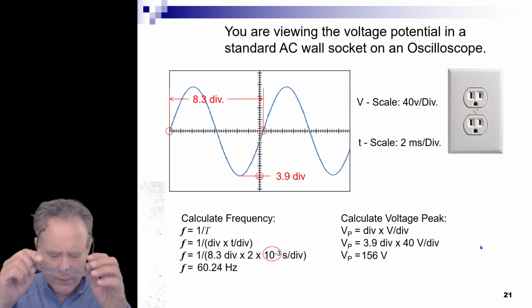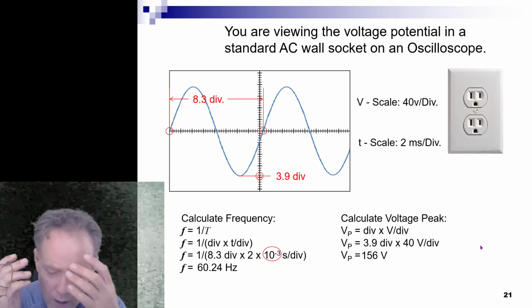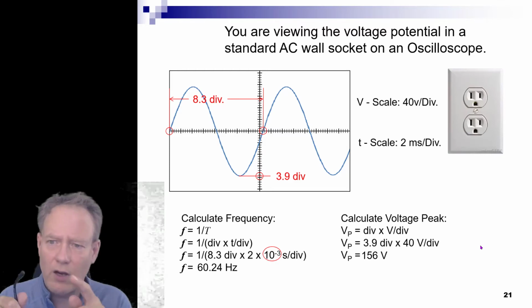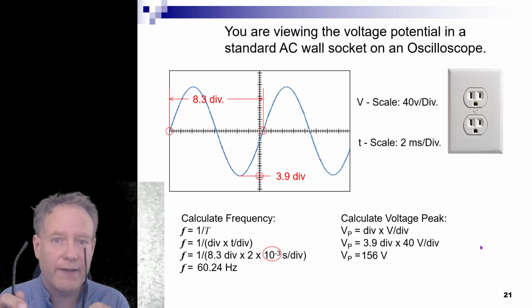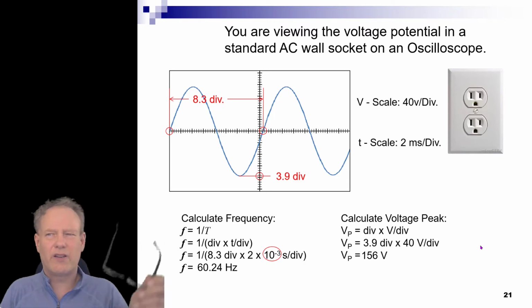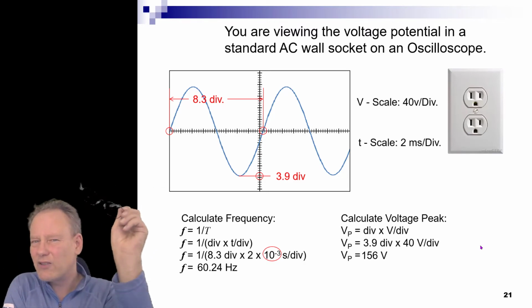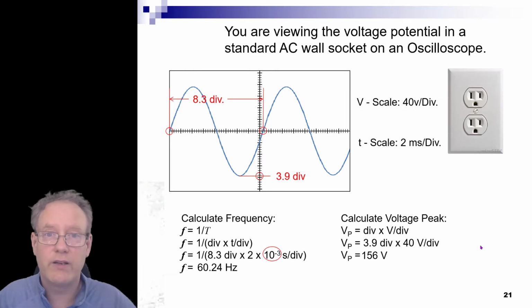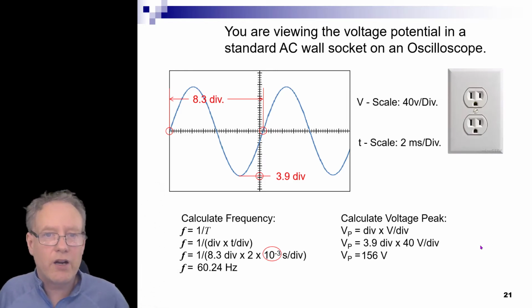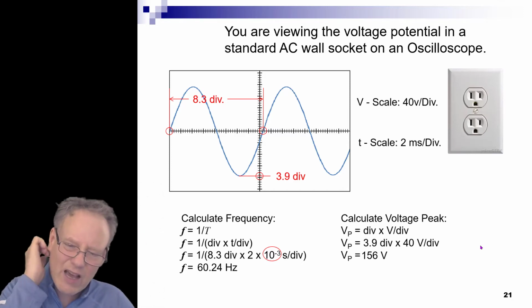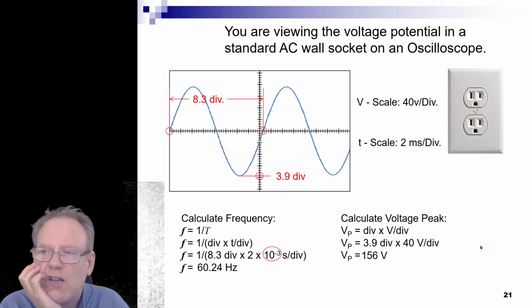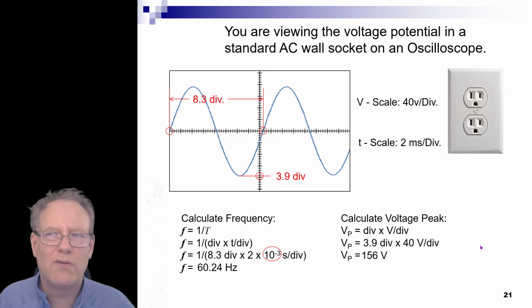Wait, just hold on a sec. Isn't the voltage coming out of the socket 110 volts? Doesn't everybody know that? Well, mostly everybody. And isn't Europe higher? Yeah, Europe's like 220 or something. It's really high. In North America, it's 110 volts. I think mostly everybody knows that. But wait a second, we just calculated 156. Is something wrong? Well, no.